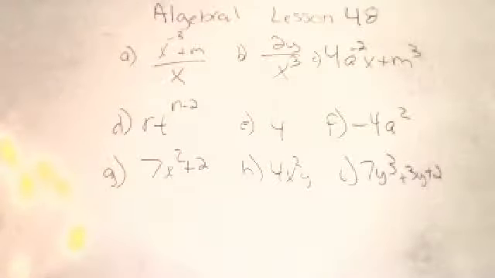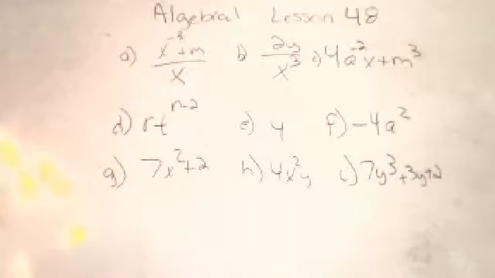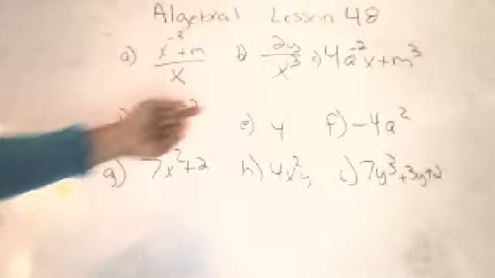Hello again. This is lesson 48, Algebra 1. We're going to talk about polynomials, their degrees, and the addition of polynomials. So in the past, this is what we've been working with. Look at all the different examples, A and B and C, D, E, F, G, H, and I.